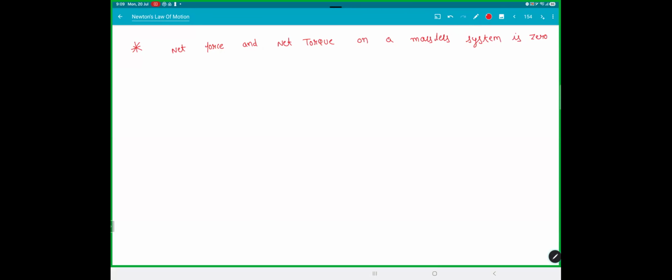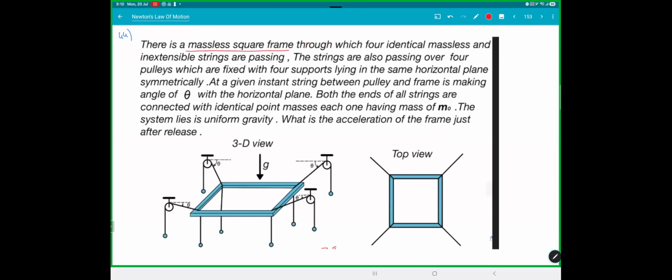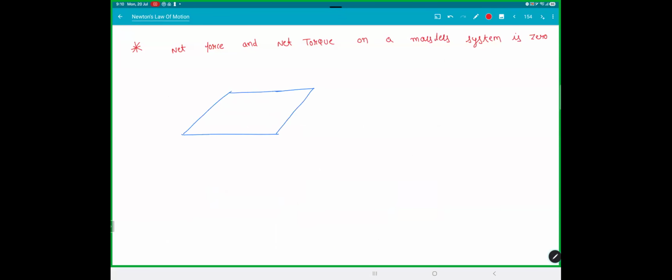Get it. So now if you just look at the FBD of the frame, if you look at the components, tension, right? There'll be tension here, tension here. So we have T cos theta, we have T sin theta, and we also have T downward. And there are four of them like this.